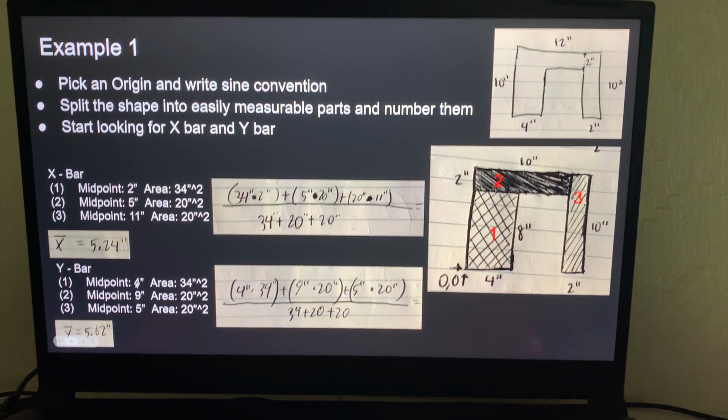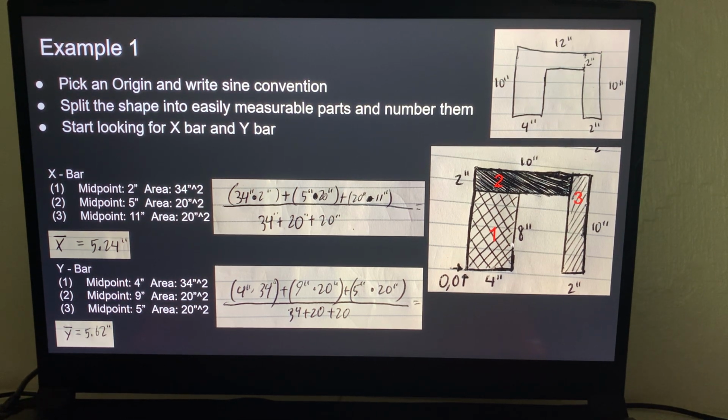Y bar is very similar, using the same area because we're using the same shapes. We need to determine the new midpoints. So this is in relation to the y-axis, and our first shape is 8 inches tall. So if we divide that by 2, we have 4 inches. Our second shape is 2 inches tall, but is 8 inches from the origin. So the midpoint would be 9 inches, which is 1/2 of 2, 1 plus 8, 9.